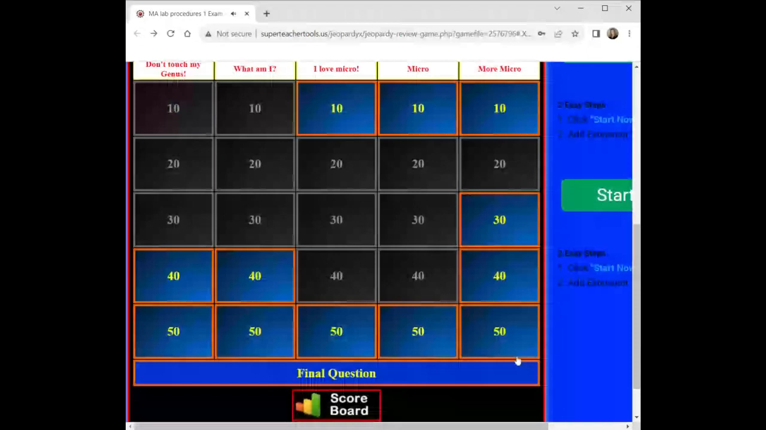Okay, team 2. We have Solali and Courtney, which is Courtney flying solo, but she's doing great. How about the what am I for 50?